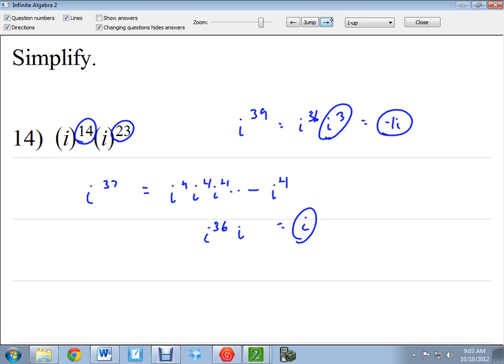Again, those 4 options are i is equal to i, i squared is equal to negative 1, i cubed is equal to negative i, and i to the fourth, the important one, is equal to positive 1. Just repeating those patterns, it can be a little bit crazy. So we try to figure out what is the nearest multiple of 4 that is closest to the power that we want, in this case 36.